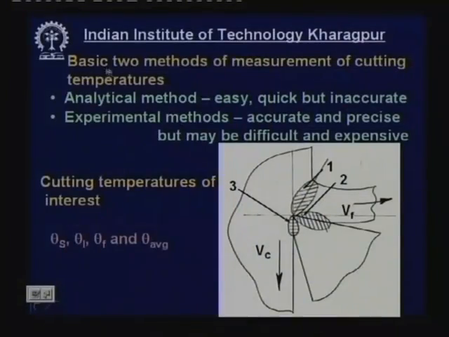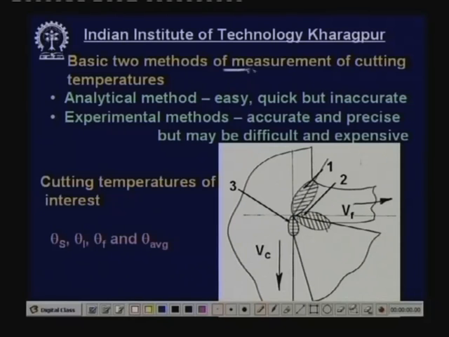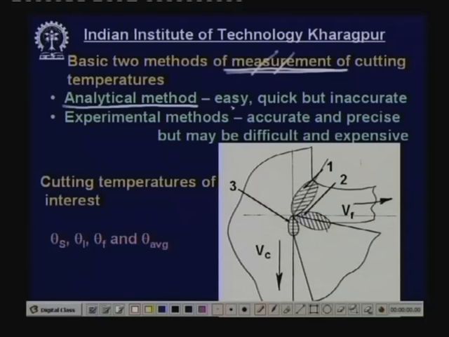Next, let us find the basic two methods of measurement of cutting temperature. This is not measurement, actually this will be determination. Basic two methods of determination of cutting temperature, not measurement, determination. All right. There are two methods basically. One is analytical method by using equations, if available, if not available can be developed, and this will enable determination. This process is very easy, quick but inaccurate and not very precise. It gives generally average values, and though it can be done easily, quickly, it is not accurate, so not reliable.